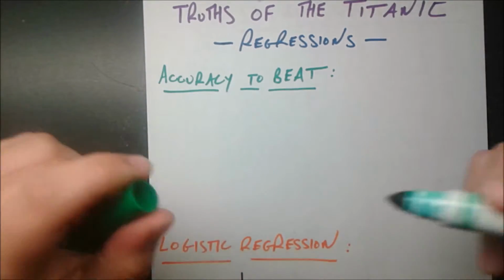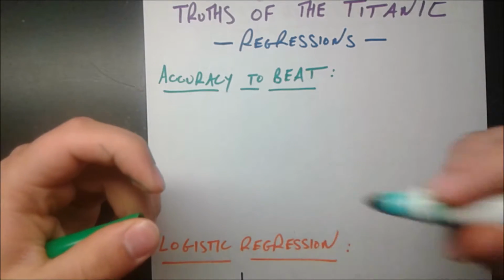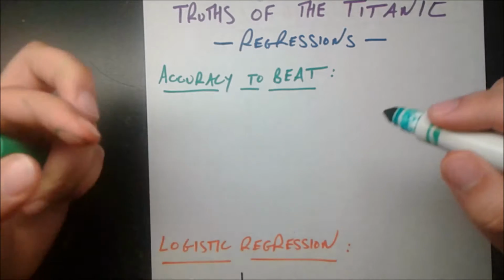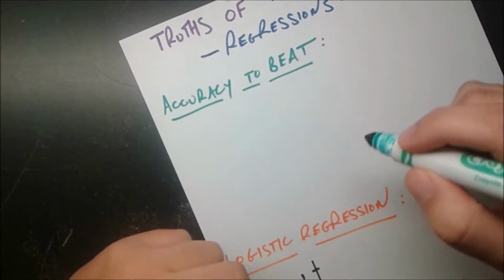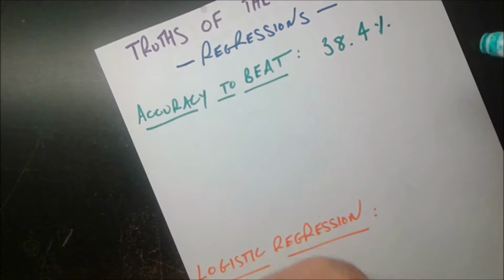So this is all based on that one number. What was the percentage of people that survived the Titanic from our data set? If you go back to that video, or I can just tell you, it was 38.4%. So we had a 38.4% survival rate.